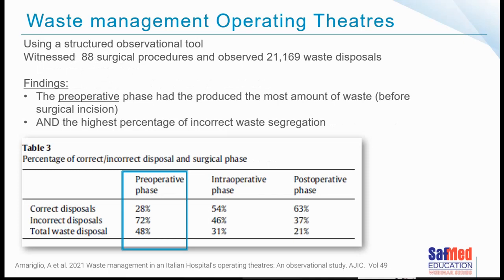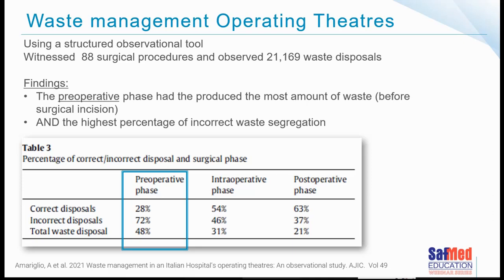So using a structured observation tool, they witnessed 88 surgical procedures and observed 21,000 instances of throwing away of goods, and the findings were as follows. The preoperative phase, which they defined as before the surgical incision, was actually the biggest issue. That's where the highest percentage of incorrect waste was. If you have a look at the table over here, the incorrect disposal happened there, and that was the highest time where waste was actually produced. So that was really the opening of the packs, opening of the sets, opening of all the disposable items that were required.